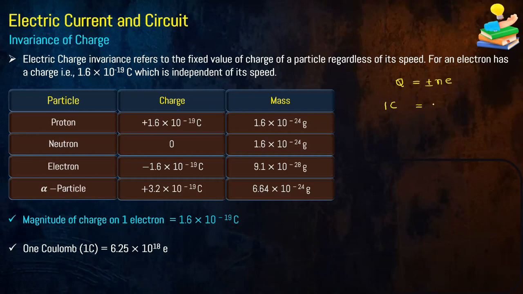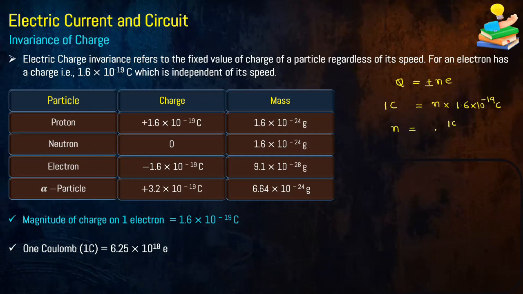Minus 1.6. Here you can take minus, or else you can put plus, taking the magnitude of charge on the electron. Here, for the number of electrons, I am taking the magnitude, 1.6 into 10 to the power of minus 19 coulomb. Now, the number of electrons present in 1 coulomb of charge.